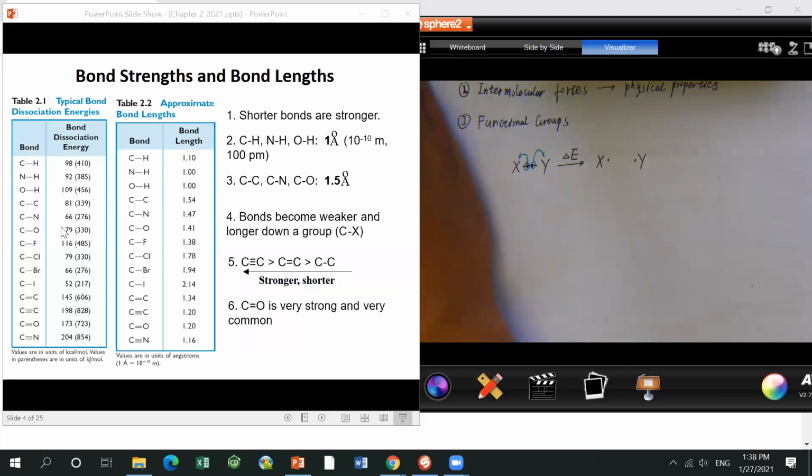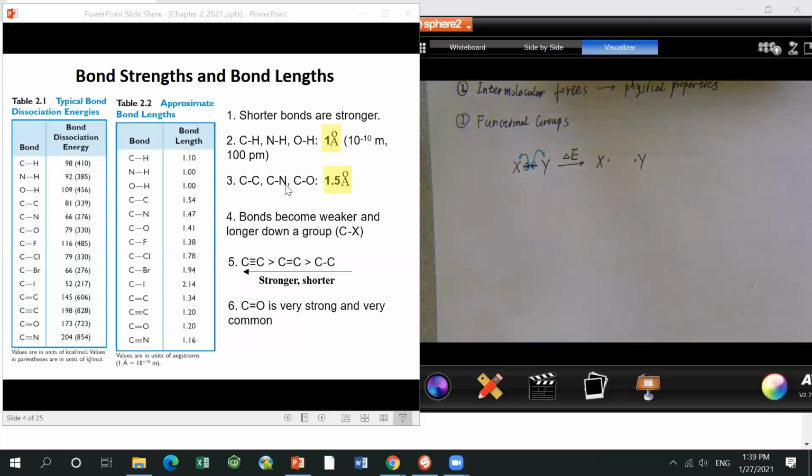And there are two numbers you have to memorize. One is for CH and OH bonds, which are about 1 Angstrom. 1 Angstrom is 10 to the minus 10 meters, or 100 picometers. Another number is the CC bond, around 1.5 Angstrom. Those two numbers are important. That's very basic knowledge you have to learn in organic chemistry.